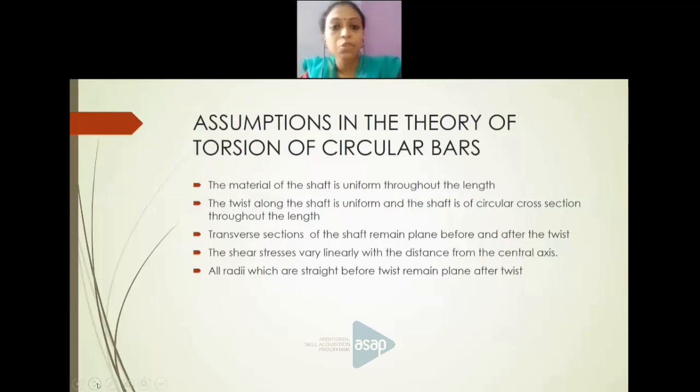So the third assumption and the fifth assumption are very important. They have so much importance. Why? Because whenever these assumptions are not valid, the entire thing will change. That means the torsion equation which we have seen before is derived based on these assumptions. Okay, next slide, please.